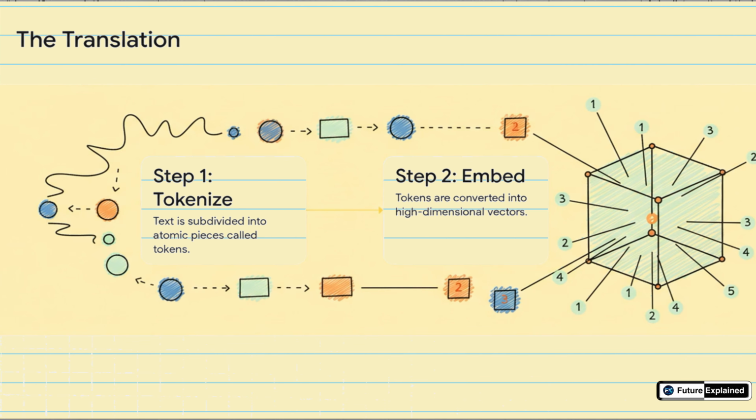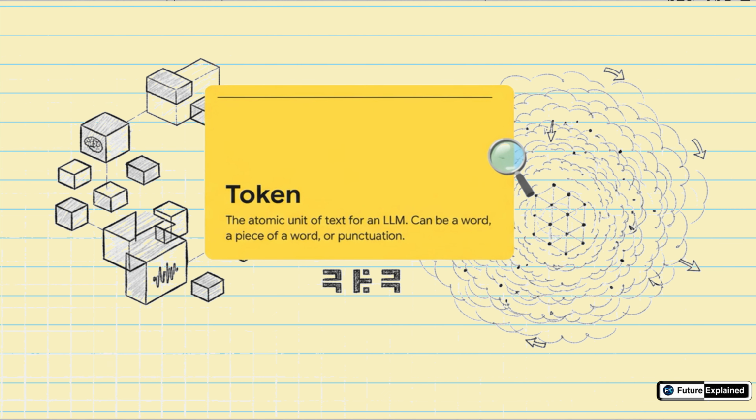This whole translation happens in two main steps. First, we have to chop up our sentences into manageable pieces. Then, each one of those little pieces gets its own unique numerical address. Think of it like a coordinate in a massive mathematical space. We call these pieces tokens.